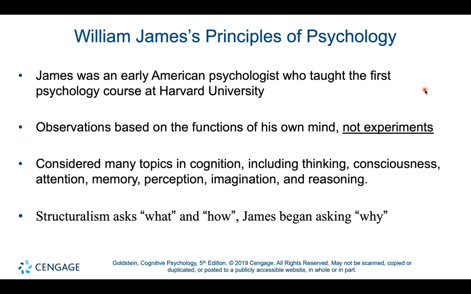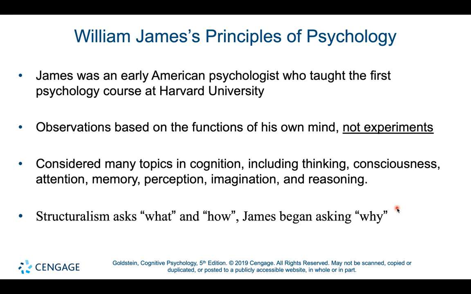Okay. The founder of American psychology was William James. He did not do experiments. He was really more of a philosopher who was starting to do psychology, thinking about consciousness, attention, memory, perception, imagination, reasoning. But the real advancement that James made in the study of psychology with his publication of the famous book Principles of Psychology, it's 2 volumes, was that he began asking why questions.